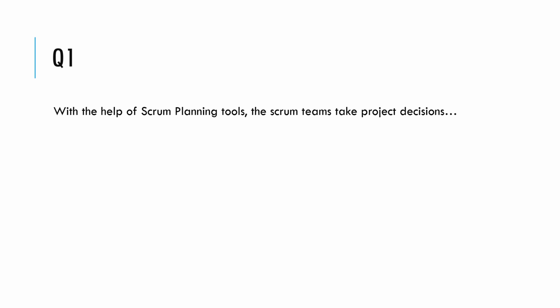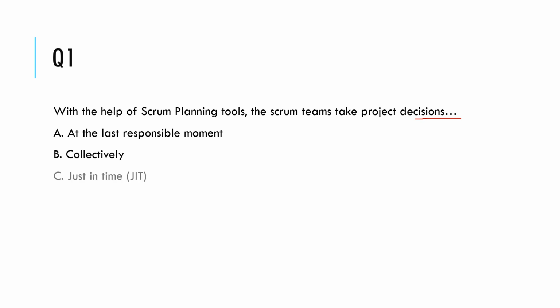All right, let's kick things off with question number 1. With the help of Scrum planning tools, the Scrum teams take project decisions and then there is a blank. So you essentially need to complete this sentence. How do Scrum teams take project decisions? Do they take those decisions at the last responsible moment? Do they take decisions collectively, just in time, or as soon as possible?